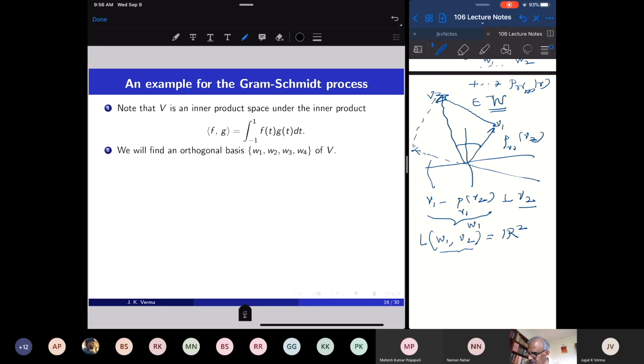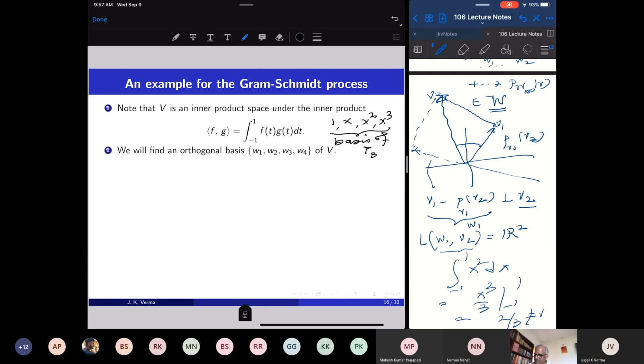For polynomials of degree at most 3, one standard basis is 1, x, x square, x cube. But you see, when I take the inner product of 1 and x, it gives me 0. But the inner product of 1 and x square is the integral, which is equal to x cube over 3 from -1 to 1, and that is 2 over 3. So it is not 0.